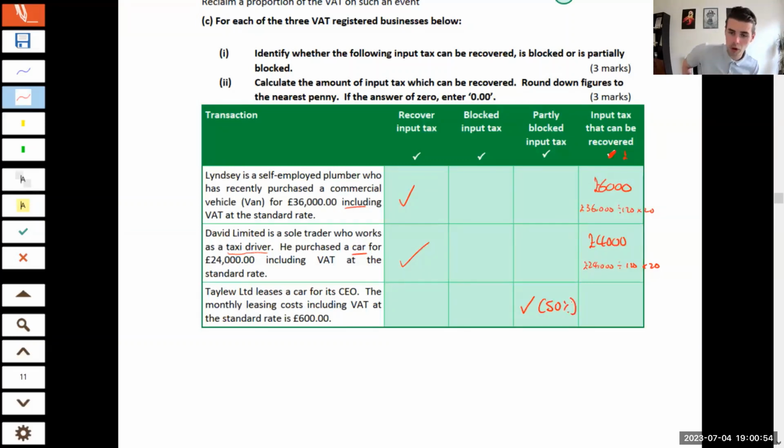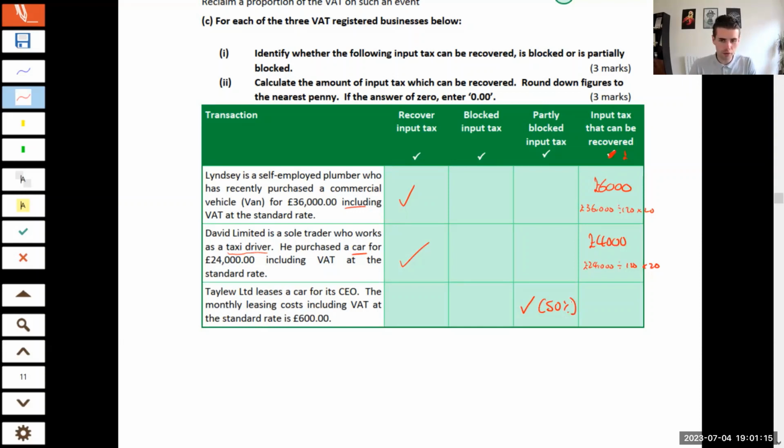Yeah, well done, Rob. 50% input can be reclaimed. Again, just check, how did I remember all this? Check the reference material. Honestly, you'll be gobsmacked in this exam where you can just go, oh, I don't get it. Oh, it's in the reference material. Easy peasy. So now all I need to do is work out what that amount is.